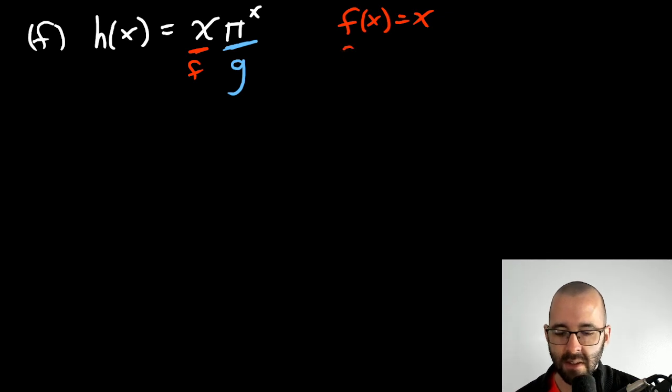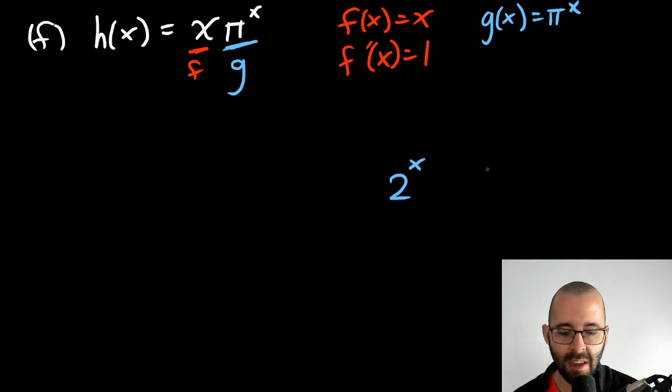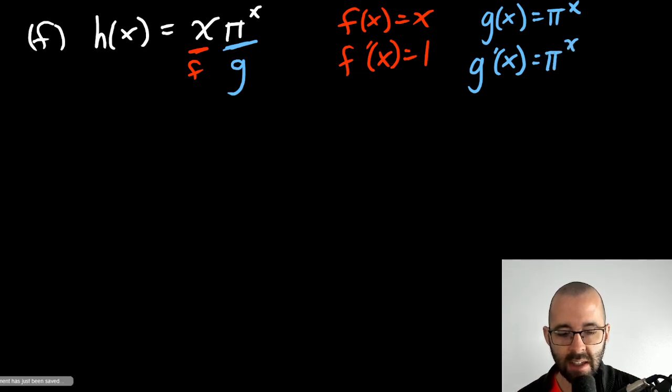f of x is x. f prime of x is 1. g of x is pi to the x. The pi makes it look weird. Is this just a number? Is this an exponential function? Is this a monomial, a power function? Or what is going on here? This is a number raised to x. So it's just like 2 to the x or 3 to the x. It is indeed an exponential function. So when you take the derivative, it's going to be itself times the natural log of the base.